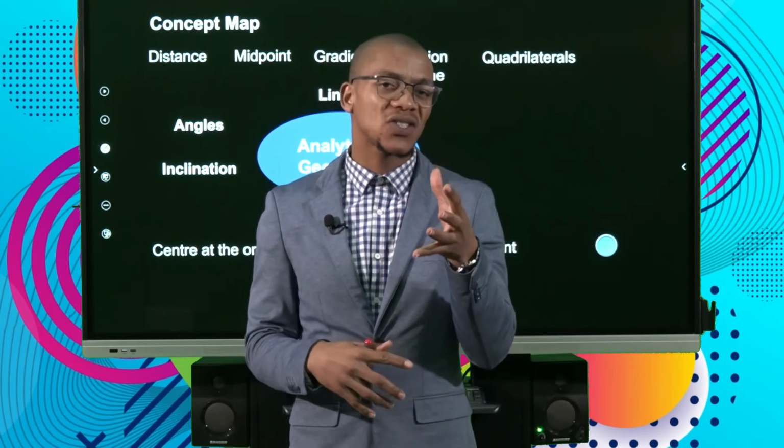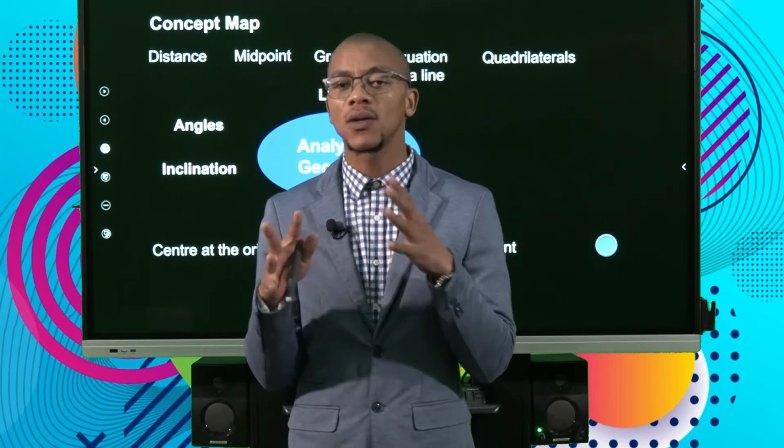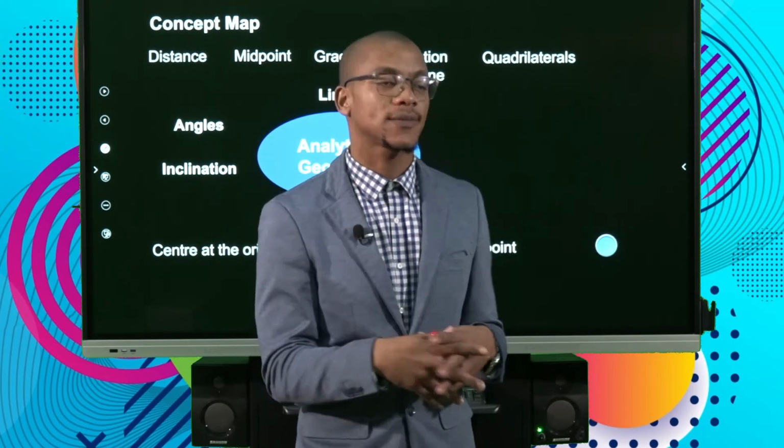Now we're going to look at circle analytical geometry, right? This is about the equation of a circle and also the equation of a tangent to a circle. But firstly, let's look at some keywords, and then later do some questions that have to do with equations of a circle and equation of a tangent.